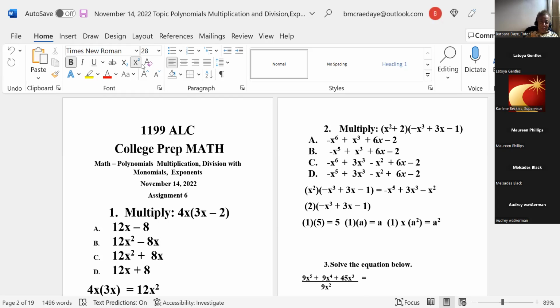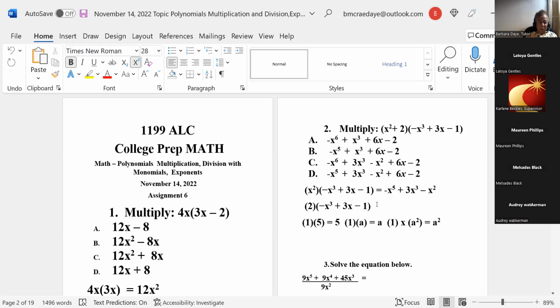Audrey, is that clear to you? I think so. Okay, well, just remember, when you multiply 1 times any number, any variable, number combination, you just get whatever you started with. Like 1 times 5 is 5. 1 times A is A. 1 times A to the second is A to the second. 1 times AB to the second is AB to the second. You got it?